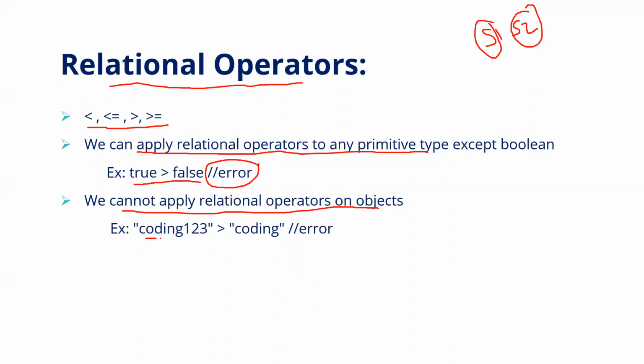Observe, coding 123 is a string object. Similarly, coding is also a string object. Whenever I apply the greater than symbol, which is a relational operator, directly on the objects, I will get the error. Now, let me go to the next slide.